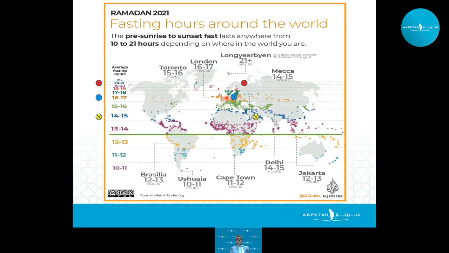Let alone if you fast in the northern part of Europe, northern Russia, northern Scandinavia, you will be fasting for 20 or 21 hours. So you already figure out that there's not one Ramadan, there are many diverse Ramadan depending on where you are and the time of the year.